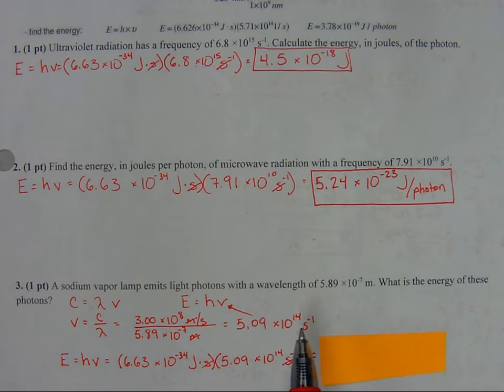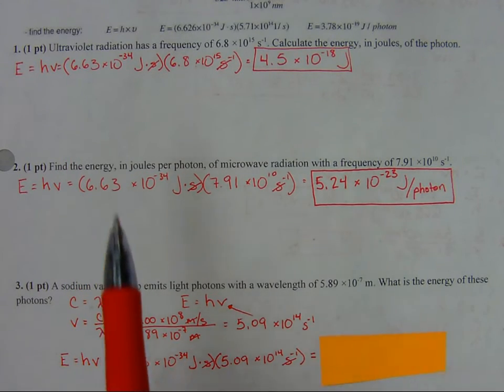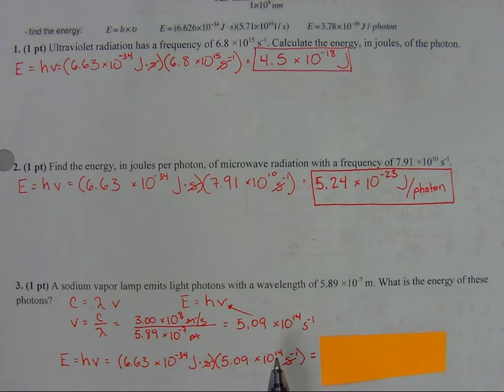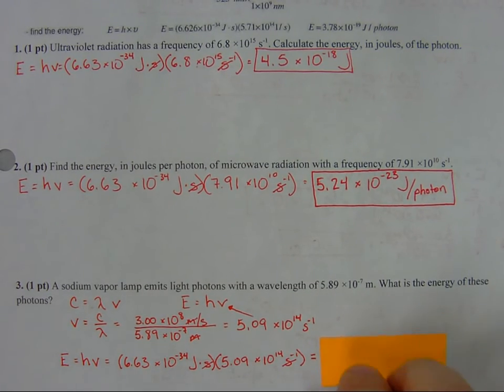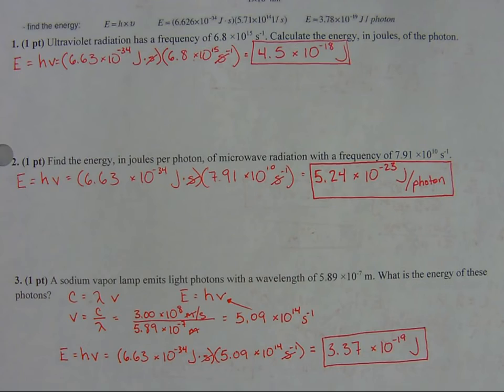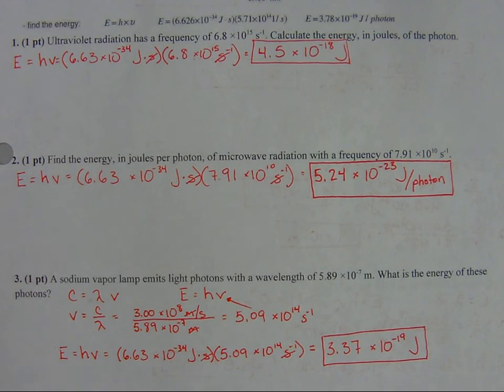But now, this is not your final answer. This is the frequency that I can then plug in to this equation right here as this nu. So E is equal to h nu. H is Planck's constant, right? It's always this. This doesn't change. It's the same number that I've used in the other equations. And then the frequency is the number that I just calculated. Plug it right in there and multiply these two values together to yield 3.37 times 10 to the negative 19th joules.